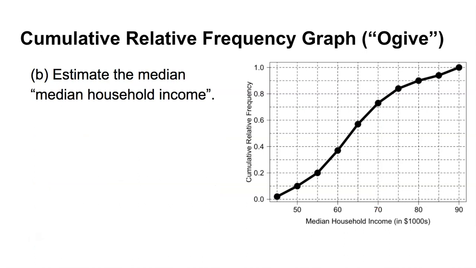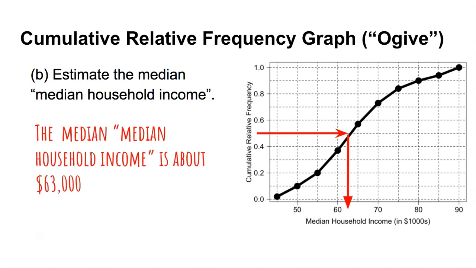B, estimate the median household income. We have a median of the median household income. And the median is the 50th percentile. So on the y-axis, we'd look for 50% and estimate where that hits the graph. And that looks like about 62, 63-ish. So we'd say the median household income is about $63,000. So half of states have median incomes that are more than that, and half of states have median incomes that are less than that.